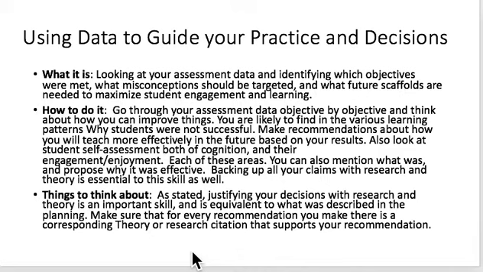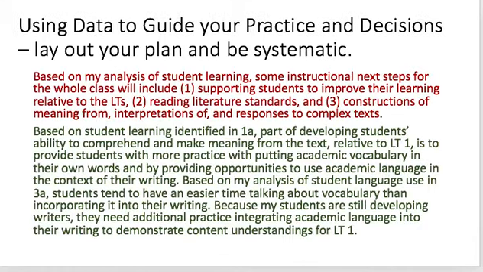Make sure that every recommendation that you make, you have a corresponding theory or theorist to go with it. So here's some examples, right? Based on my analysis of student learning, some instructional next steps for the whole class will include 1, supporting students to improve their learning relative to learning targets. That'll need to get more specific. 2, reading literature standards. And 3, constructions of meaning from, interpretations of, and responses to complex texts. And then she goes through each one.